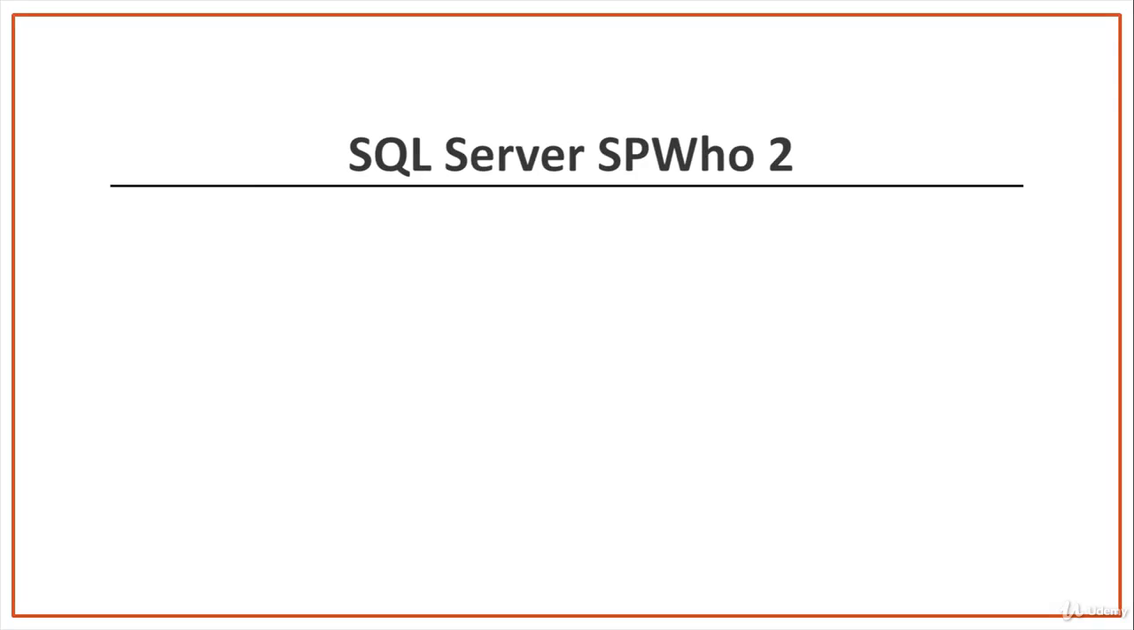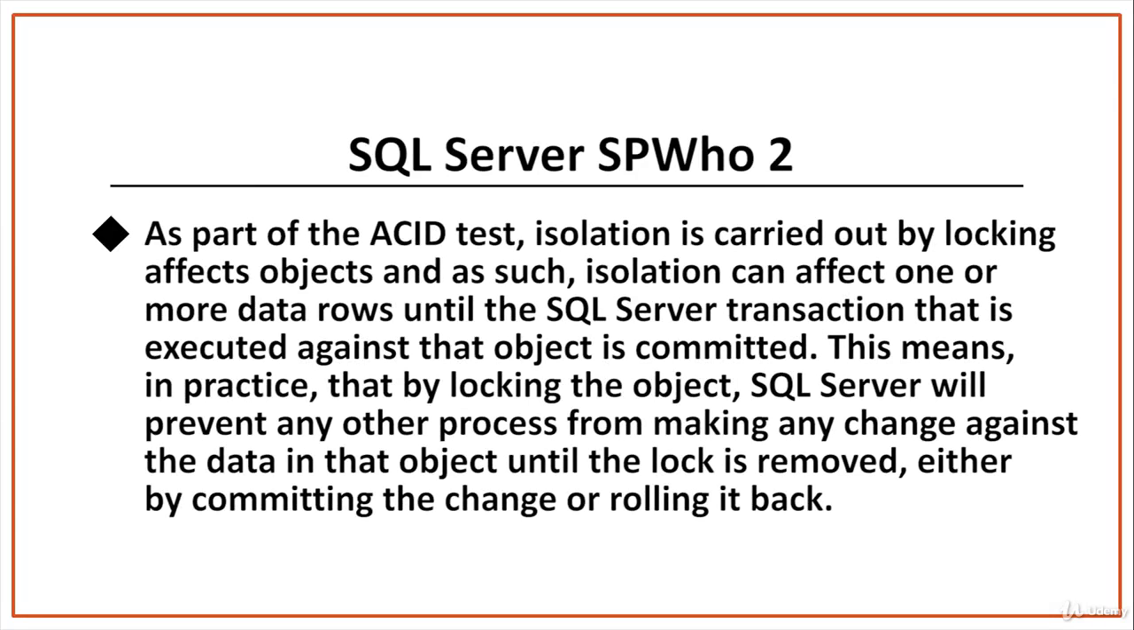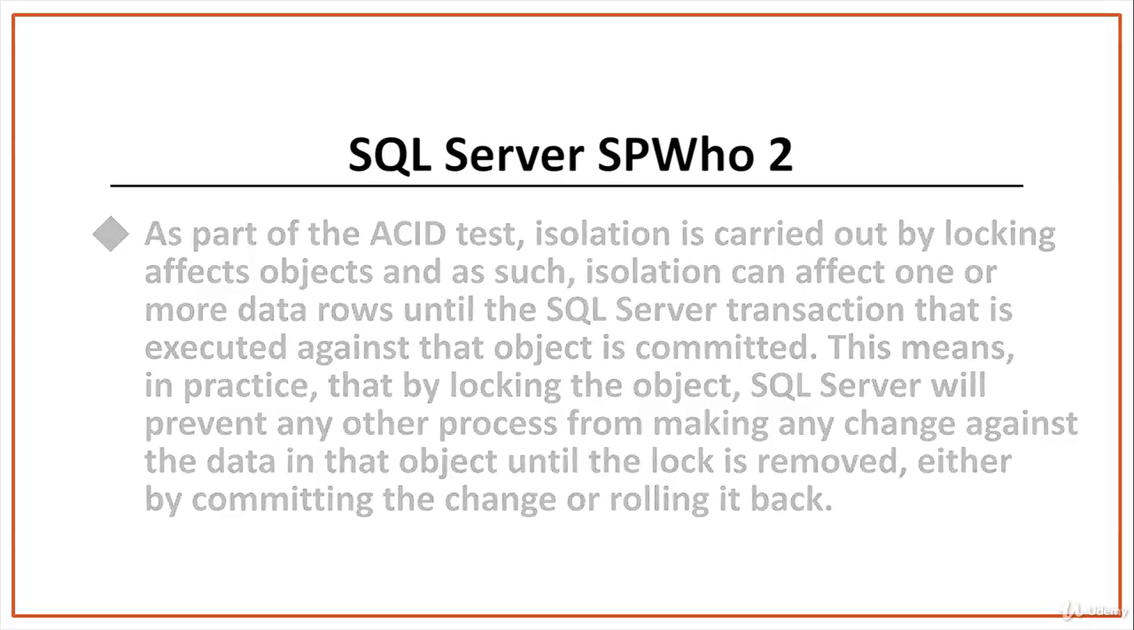As part of the ACID test, isolation is carried out by locking affected objects, and as such, isolation can affect one or more data rows until the SQL Server transaction that is executed against that object is committed. This means, in practice, that by locking the object, SQL Server will prevent any other process from making any change against the data in that object until the lock is removed, either by committing the change or rolling it back.